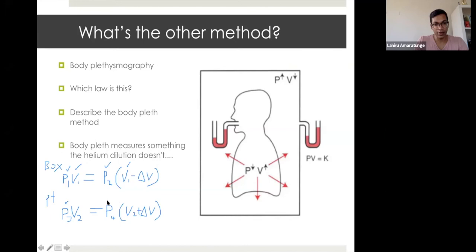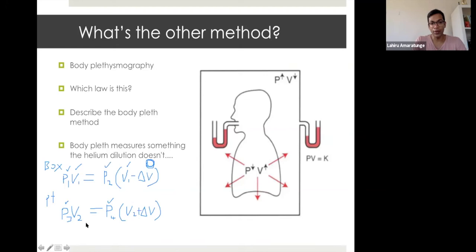I'm just going to reiterate some of that. In the first equation, everyone, you can imagine that it's pretty easy to get the box pressure and box volume, as you said, Annie. After the pressure changes with a slight inspiration, you get P2, which you can measure. You already know the box V1, so you can solve for this value over here. So you've now got the change in volume.